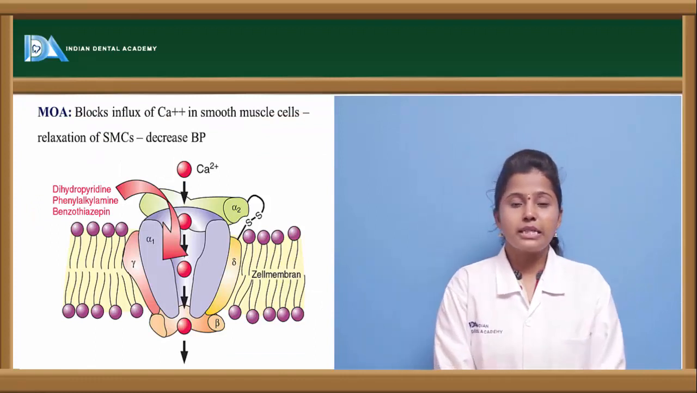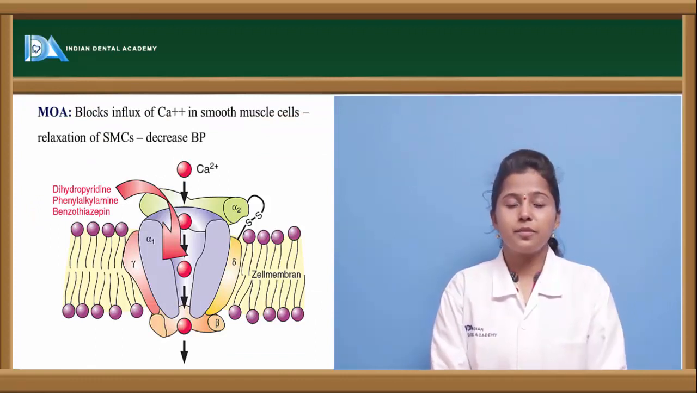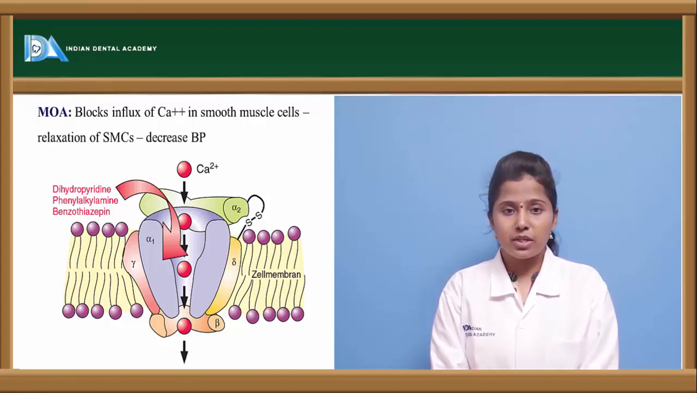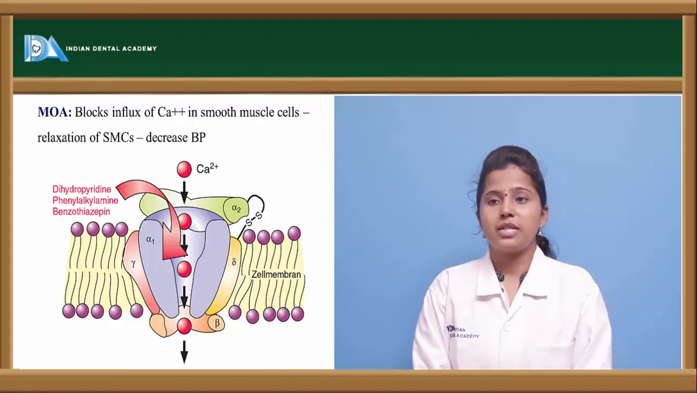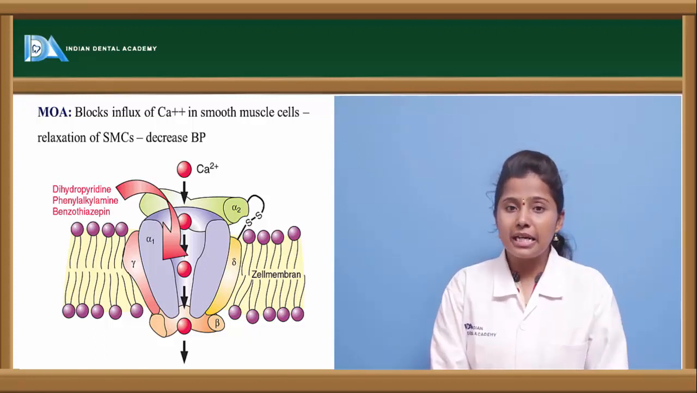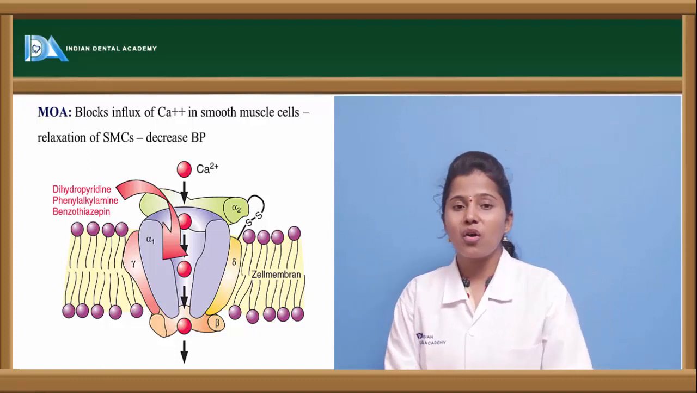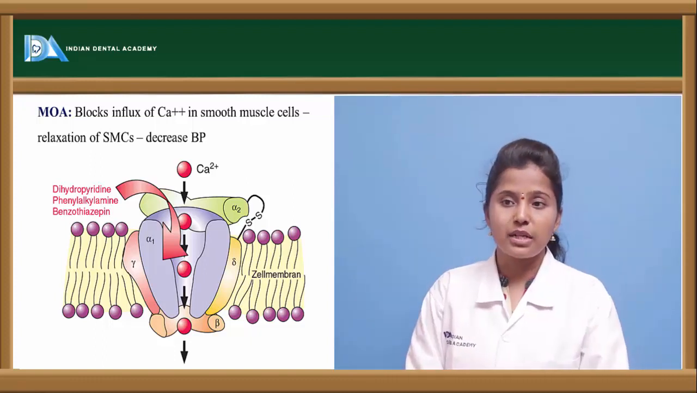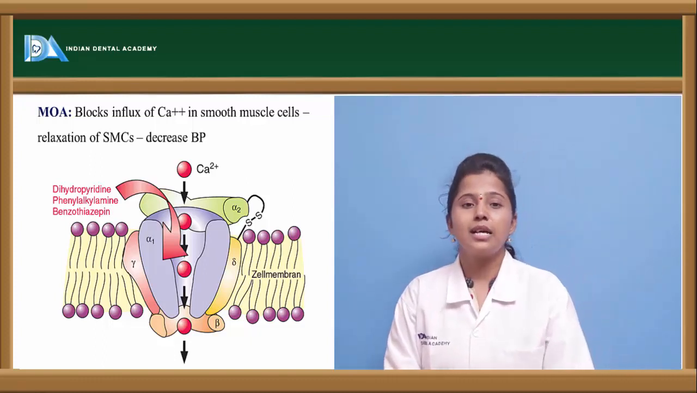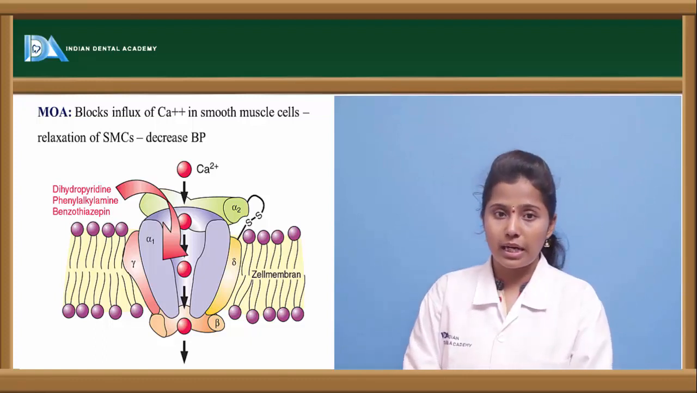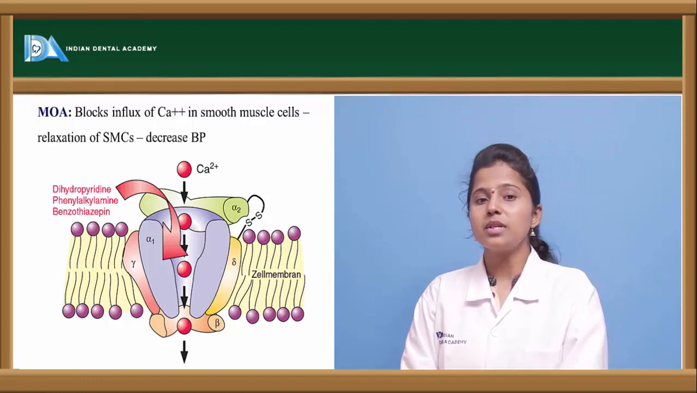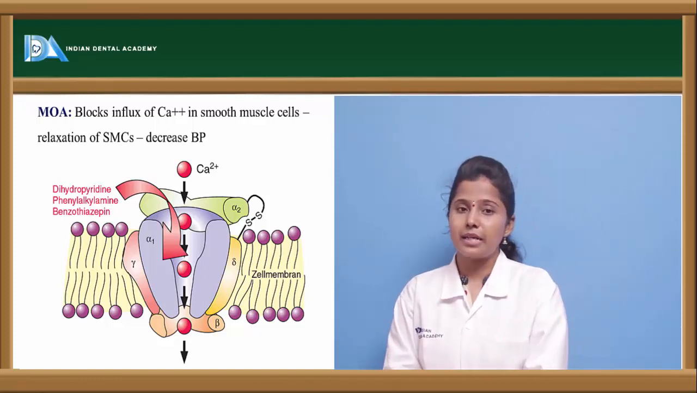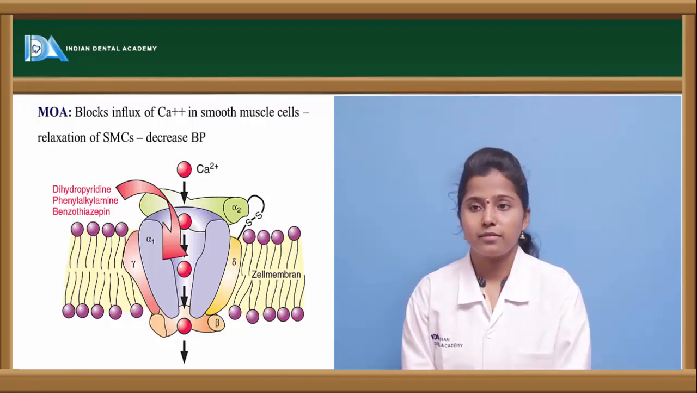As we all discussed, sodium and calcium influx into the membrane or into the blood vessel causes increased contractility of that particular blood vessel. So these drugs block the calcium entry into the blood vessel. When calcium entry is blocked, there will be reduced intracellular calcium, whereby relaxation of the smooth muscle takes place. When smooth muscles are relaxed, then definitely there will be a decrease in the blood pressure.